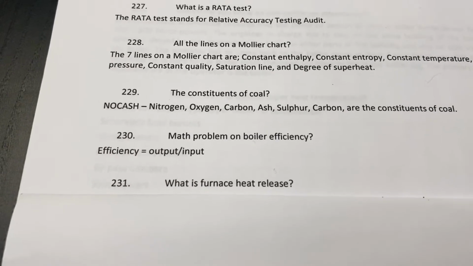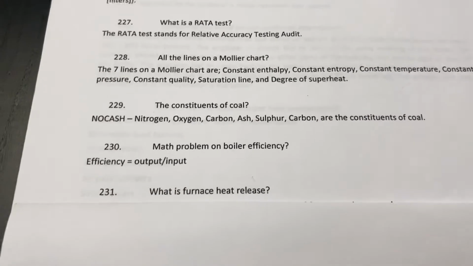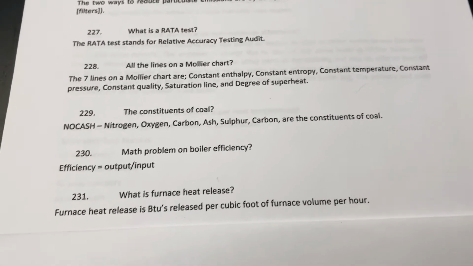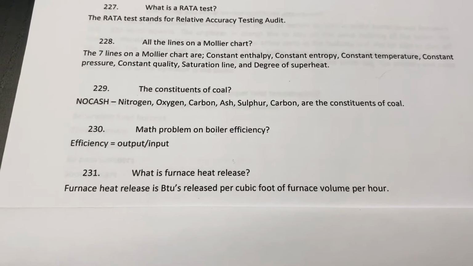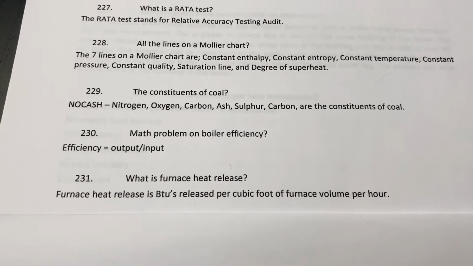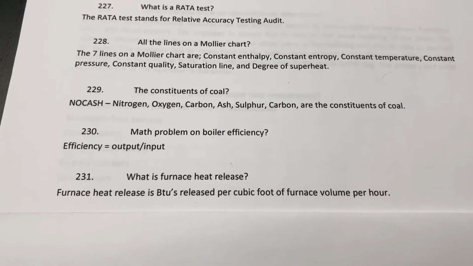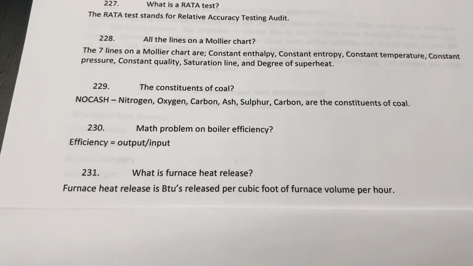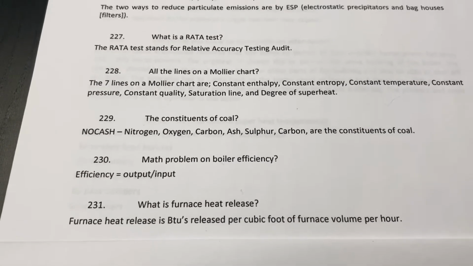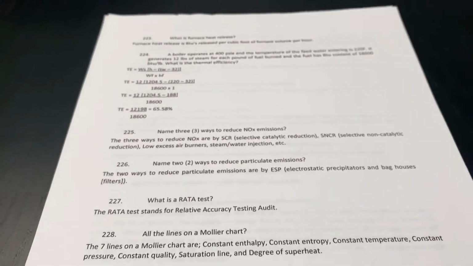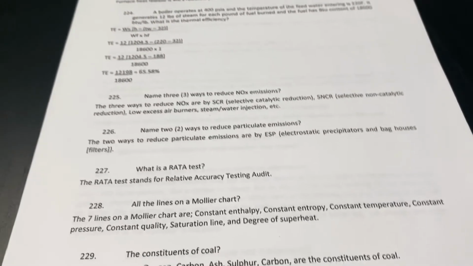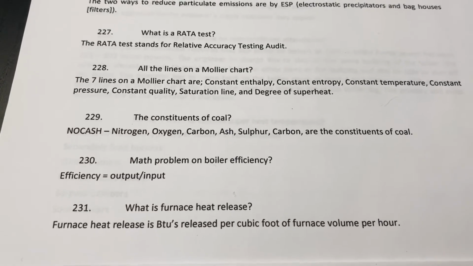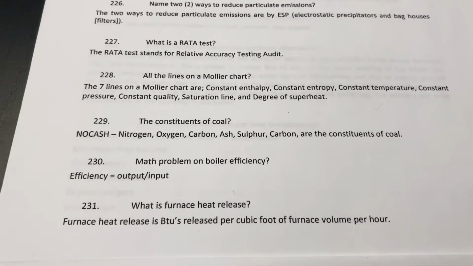What's the furnace heat release? Furnace heat release is BTUs released per cubic foot of furnace volume per hour. Okay, that is actually the same as my first question. What's furnace release? Furnace release is BTU released per cubic foot of the furnace volume.